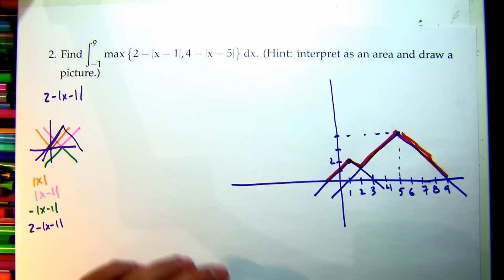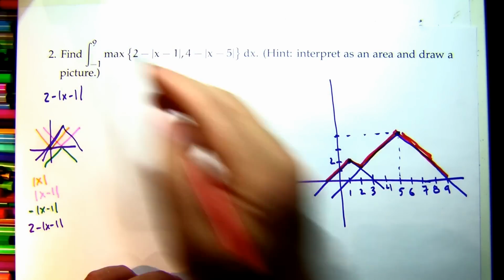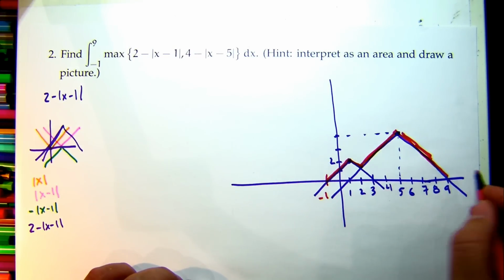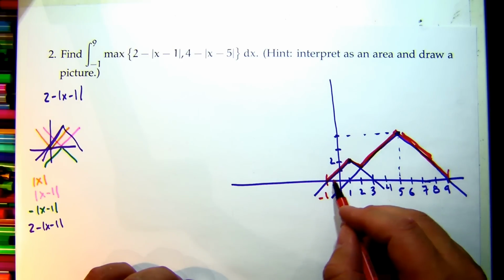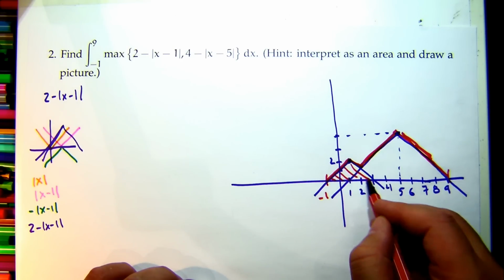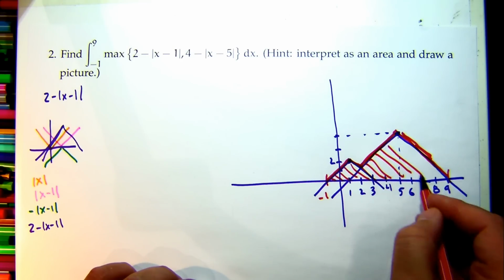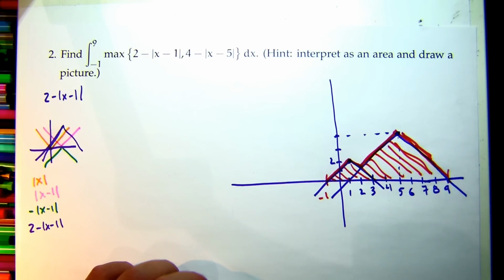Now where are we going from? We're going from -1 to 9. So our area is this. So that's what we're looking for. We can interpret it as the area underneath these pair of peaks. Well, cool. That's how we can interpret it. But then we have to find the area underneath these peaks. How does one go about finding that area? What can we do?